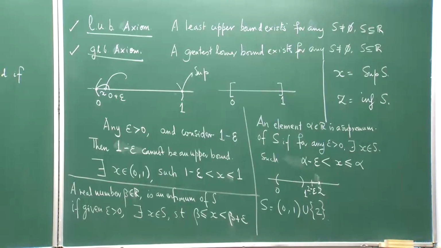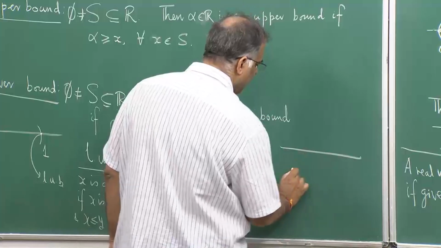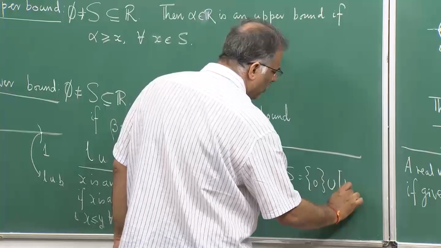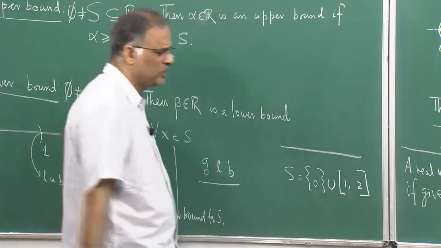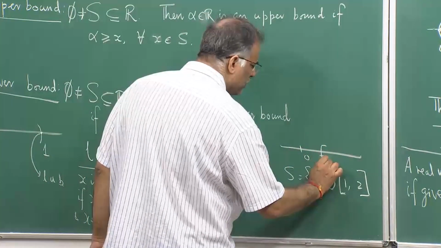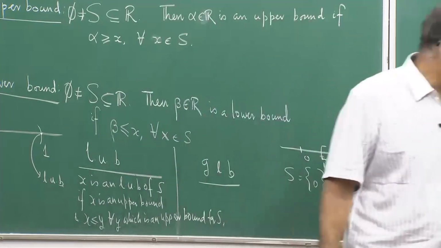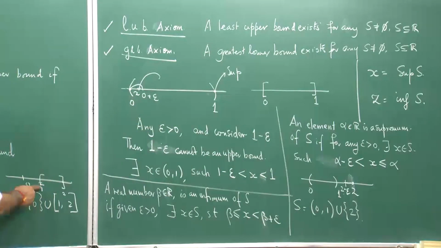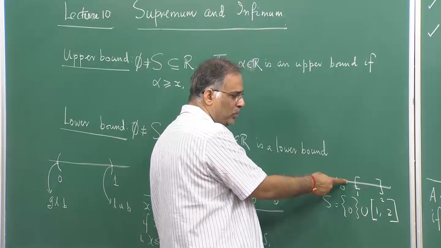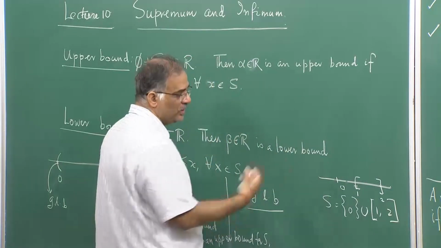So, again you could have a similar situation like this, where you have the set S as the union of 0 and the closed interval 1 2. So, you know 2 is the supremum, in this case 0 was the infimum, but 1 is not the infimum, 0 is the infimum, 0 is the greatest lower bound, because the point half is not a lower bound, since 0 is less than that.